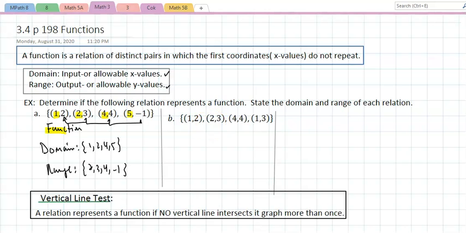I look at part B. They're asking, is this a function? Make sure that they didn't repeat the point 1, 2 again, and they didn't. Those are different points. So you would say automatically, because of that, not a function. So what's a function? It's a relation in which the x coordinate does not repeat.